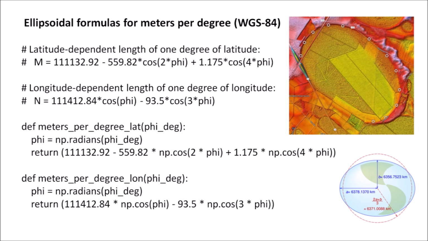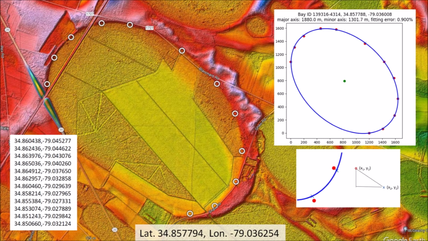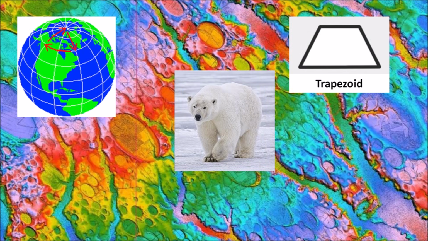This Python code provides the conversion from degrees to meters at a given latitude. These calculations make it possible to find the distances between the points plotted along the perimeter of a Carolina Bay and fit the points with an ellipse by the least squares method. The goodness of fit or fitting error can be calculated from the distances of the points to the elliptical curve. Now you know how the bear problem is related to the Carolina Bays and the trapezoids.